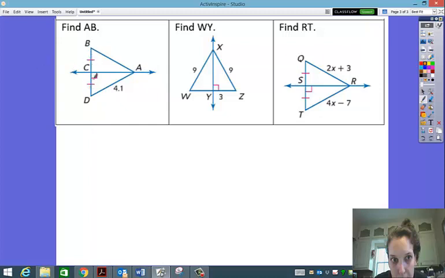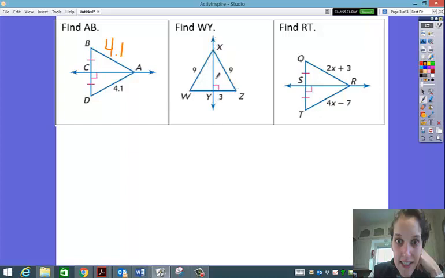Okay, this one is where we're going to use the converse. Point X is 9 units away from W, and it's 9 units away from Z. So point X is equidistant to the endpoints of that segment. So what that means is if this point is equidistant to the endpoints, that means that XY is the perpendicular bisector. And if XY is the perpendicular bisector, that means it's cutting WZ into two congruent pieces. That means that WY and YZ are congruent. So if YZ is 3, that means that WY is also 3.